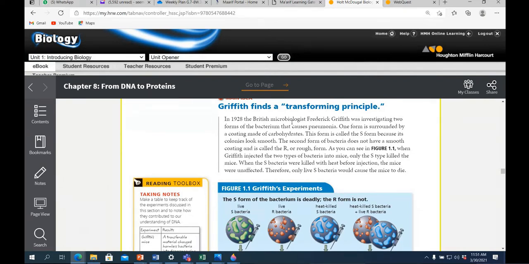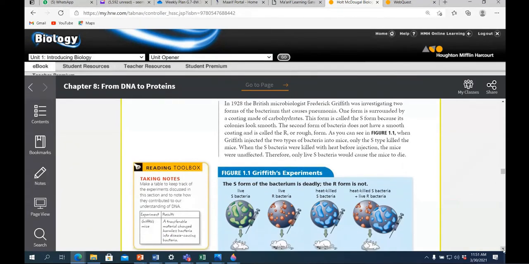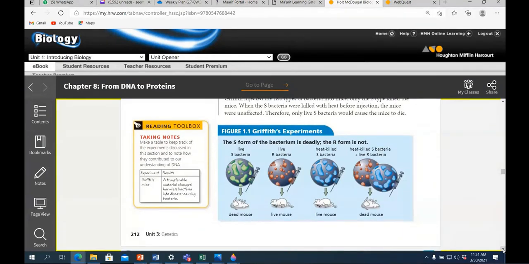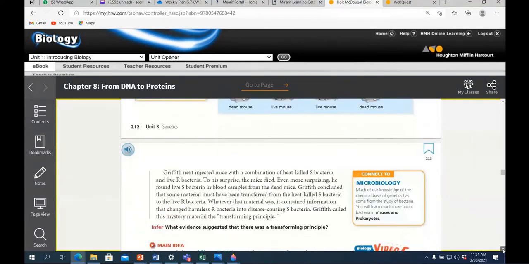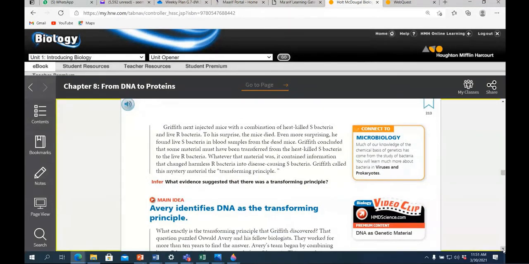Yeah, perfect. So Griffith called it a transforming principle as he discovered it while conducting experiments on mice, as we discussed yesterday, by injecting them with the S form of bacterium and the R form of bacterium. He was surprised that when a mouse was injected with both killed S bacteria and live R bacteria, still the mouse died. So Griffith came to a conclusion that there is something which transformed the live rough bacteria into disease-causing bacteria, due to which the mice died, isn't it?